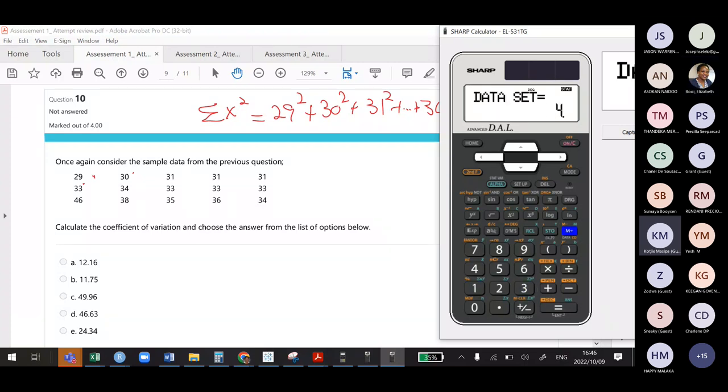31 M plus, 33 enter, 34 M plus, 33 M plus, 36 M plus, 38 M plus, 35 M plus, 36 M plus, and 34 M plus. And there will be 15 data sets.